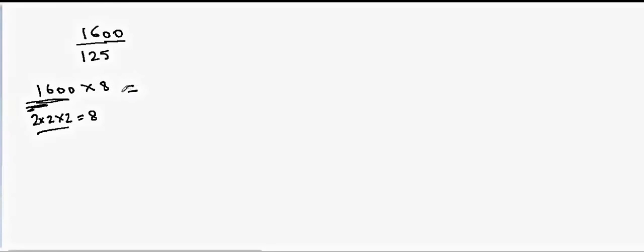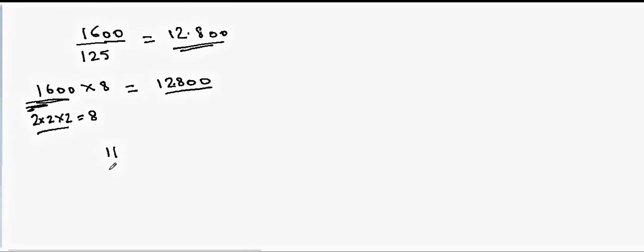So what is 1600 into 8? It's easy. We already know 16 into 4 is 64, so 16 into 8 is 128, and then we put two zeros at the end and put a decimal after three digits, so the answer will be 12.800. This may be a little complicated. Let me show you a simpler example.